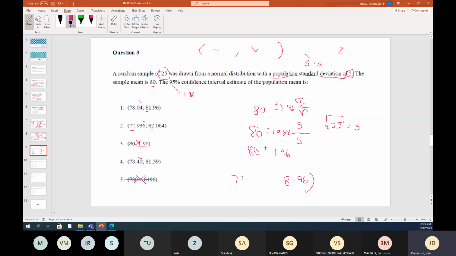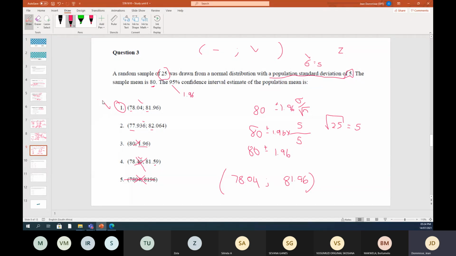And for your bottom, it is 80 minus 1.96, so we are working with 78.04 as your lower confidence limit. So close, but where the numbers are turned around, so not that one. 78.04 and 81.96, so option 1 is the correct one.